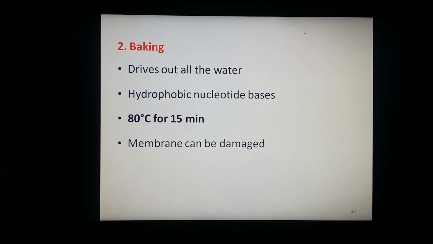So this interaction which I have told you is created between the hydrophobic nucleotides and the aromatic groups is effected by heating in an oven at 80 degrees Celsius for 15 minutes. But the only danger in baking is that the membrane can get damaged because of the temperature. If the heat is not regulated to prevent the temperature from rising, for suppose it reaches 100 degrees Celsius, it will damage the membrane. So that is the only disadvantage of this baking technique.